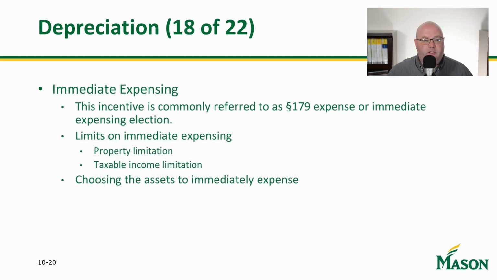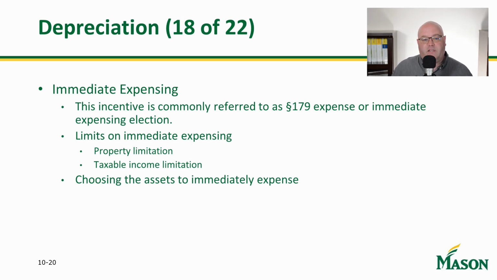Okay, so immediate expensing. It's commonly referred to as 179 or the immediate expensing election. I'm going to talk a little bit about 179 and bonus depreciation after we've covered both topics, but for immediate expensing, basically, there are limits on it. Generally, this does not apply to very large companies. It's usually smaller organizations that get to do this, and there's a taxable income limit. So obviously, if you have a huge taxable income, you can't do this.